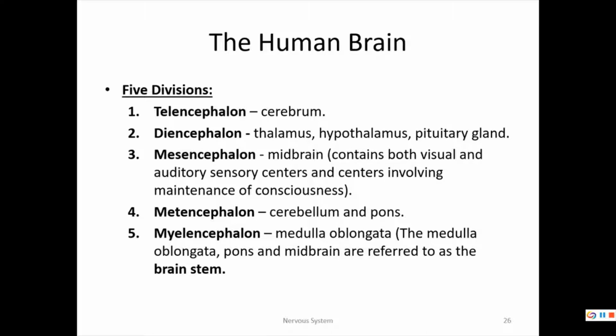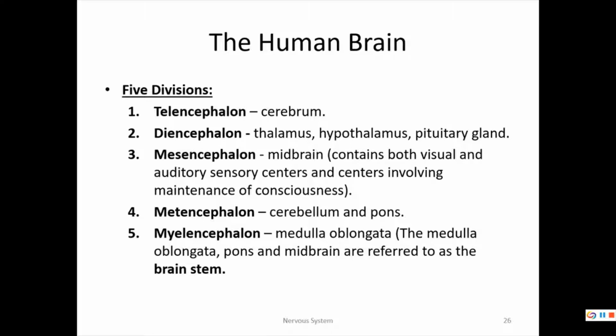When I teach my lecture, I begin with forebrain, midbrain, hindbrain, and those develop into these five cephalonic divisions, and then the five cephalonic divisions develop into the things next to it. So the telencephalon will develop into the cerebrum. Think, you need a cerebrum to tell me about it.